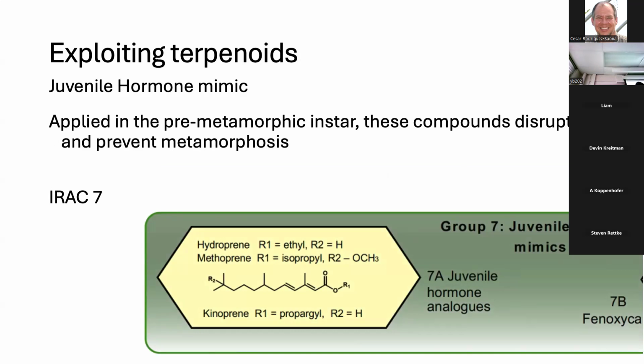These come from terpenes because remember, we said phytoecdysteroids are steroids produced by the plant which mimic or influence the metamorphosis of an insect. So in these cases, these are terpenoids that are mimicking the juvenile hormone, and they can be applied to young insects and disrupt metamorphosis.